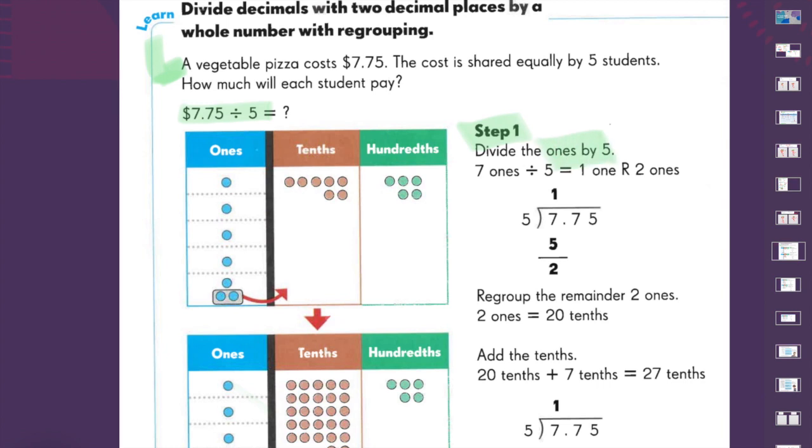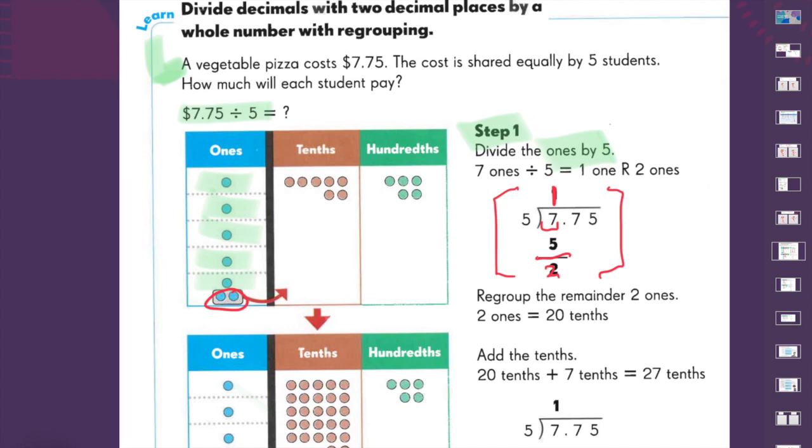So we're going to divide the 7 ones into 5 equal groups. So you can see there's 1, 2, 3, 4, 5 groups. There's 1 in each group, but we have this leftover part that we have to regroup. Okay, so mathematically, let's look what's happening over here now. So 7 divided into 5 equal groups. There's 1 in each group, and there's 2 left over. So now we need to regroup those 2 ones that are left over.